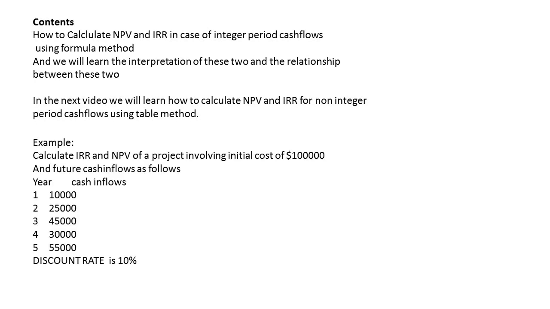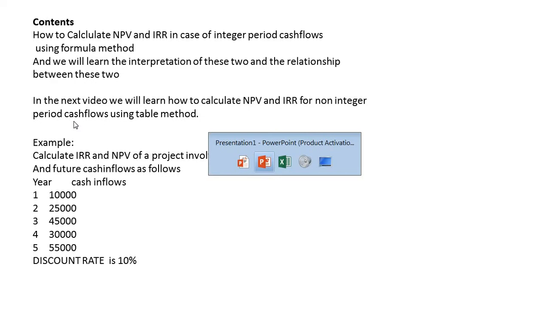We need to calculate IRR and NPV for a project involving an initial cash cost of $100,000 and the cash inflows of 10,000, 25,000, 45,000, 30,000 and 55,000. The discount rate is 10%. Let's begin.